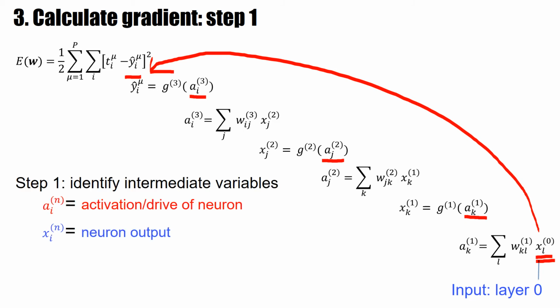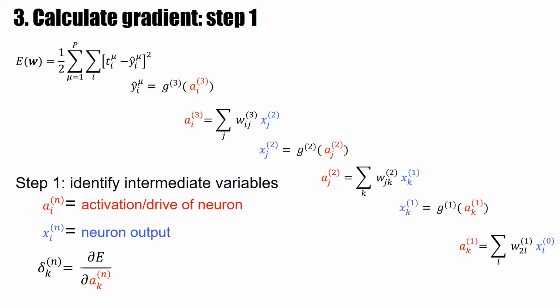So to help you with the chain rule, the first step is to identify intermediate variables. I already underlined these red activations. These are the drives of the neurons. And then we also have the activations of the neurons themselves, the neuron output, the activity of the neuron. The output of neuron 2 is the input of the drive for neuron 3.